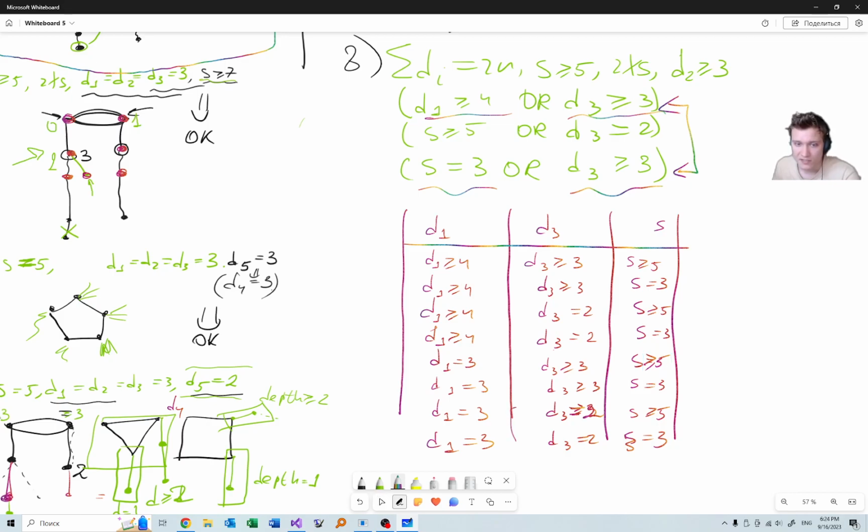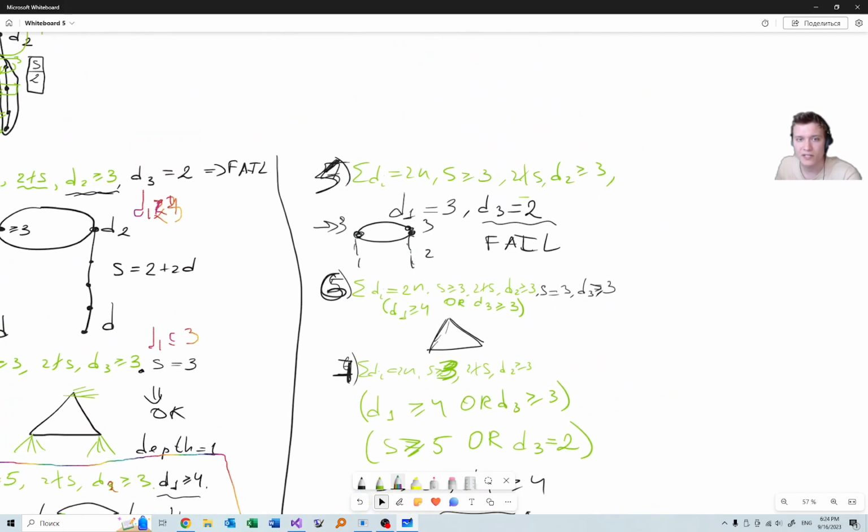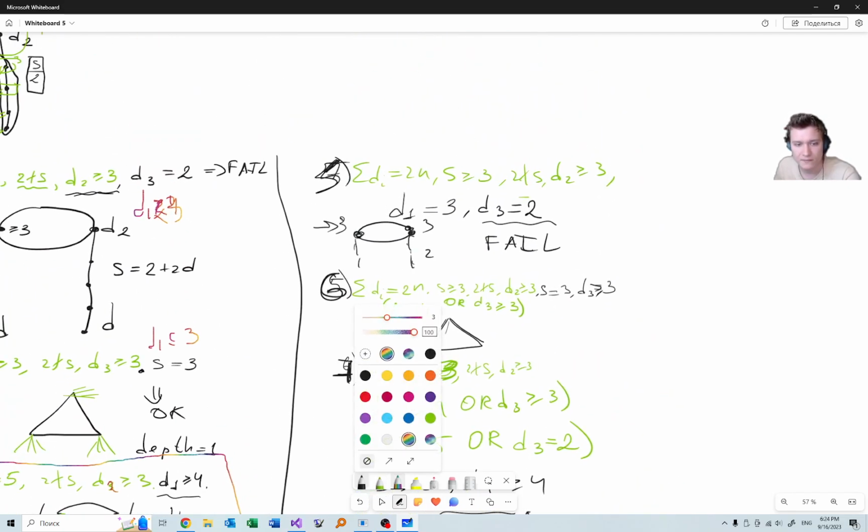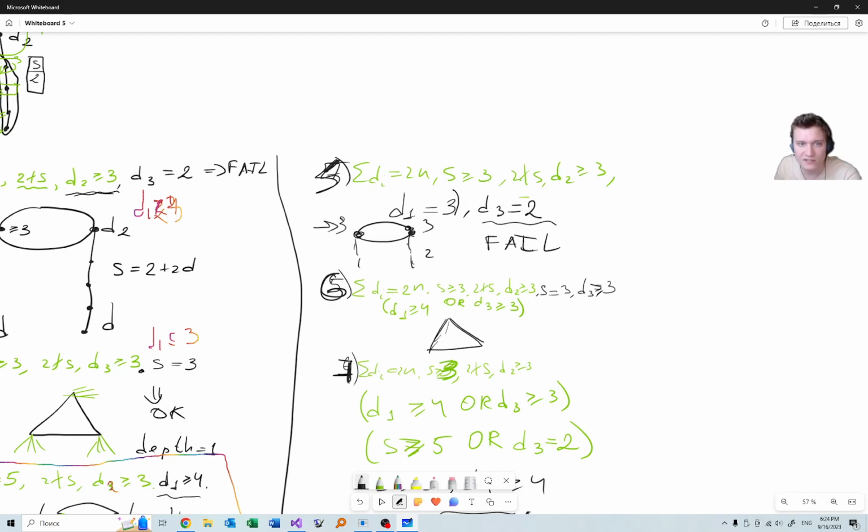Sorry for this mess. I get it. Actually, here we can also eliminate one possibility. Let's write it like this. So here we have s equals 3 or d1 equals 3. Why is it the case? If s equals 3, we also are unable to make a branching because we just simply do not have enough vertices of degree at least 2.